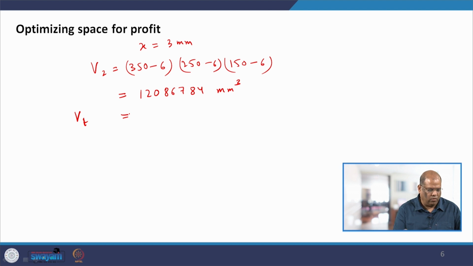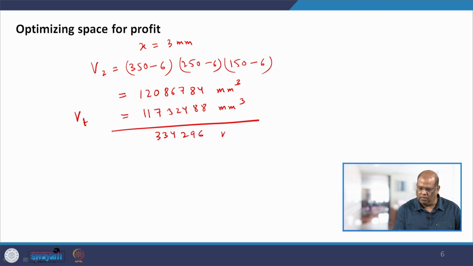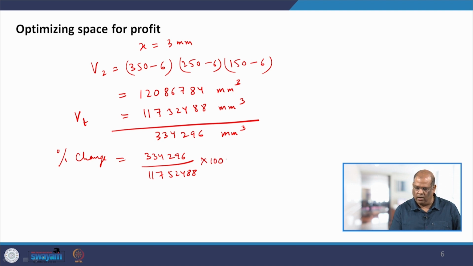So, your V1 value was 117,52488 millimeter cube. If I take the difference, it is 334,296 millimeter cube. So, this much amount of volume is saved. If you see the percentage change in volume, that is 334,296 divided by 117,52488 multiplied by 100, and this is going to give you 2.844.